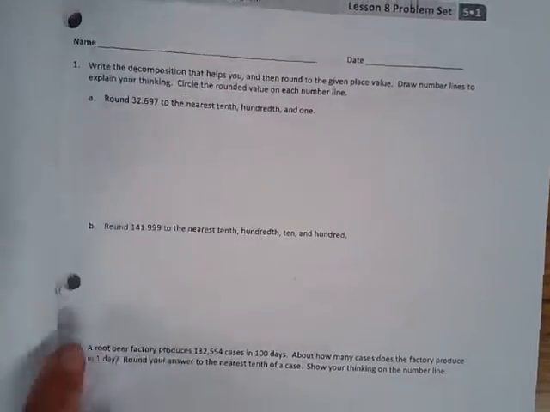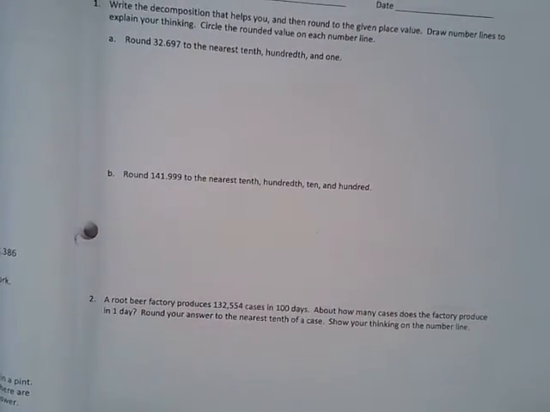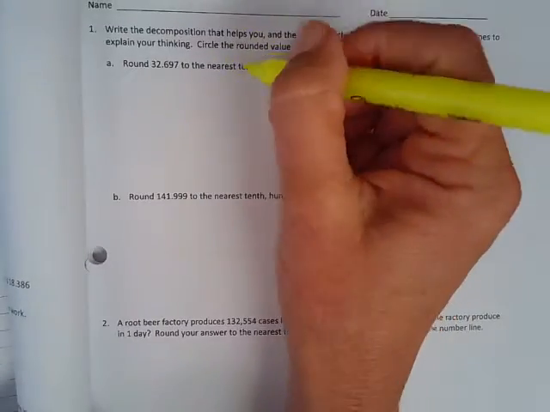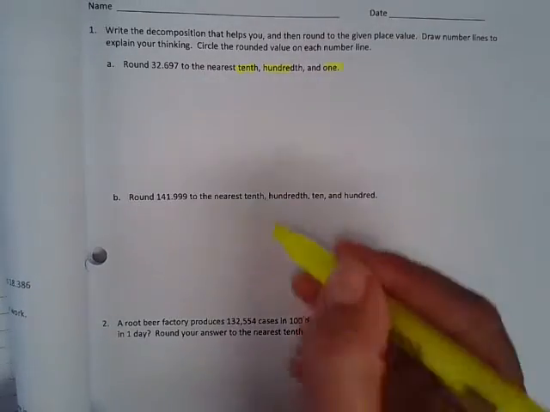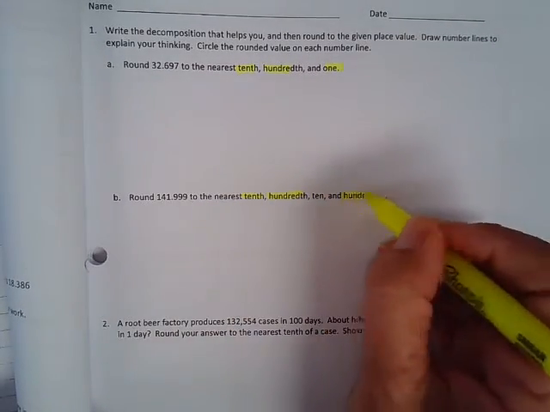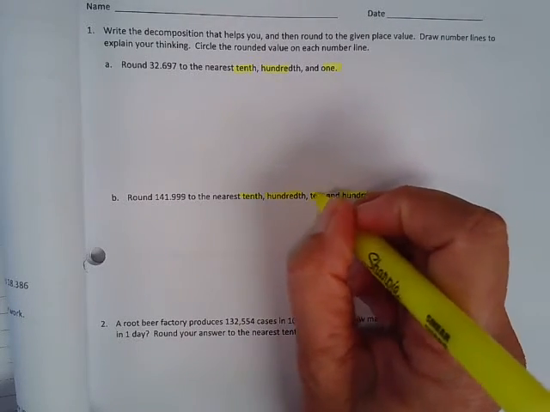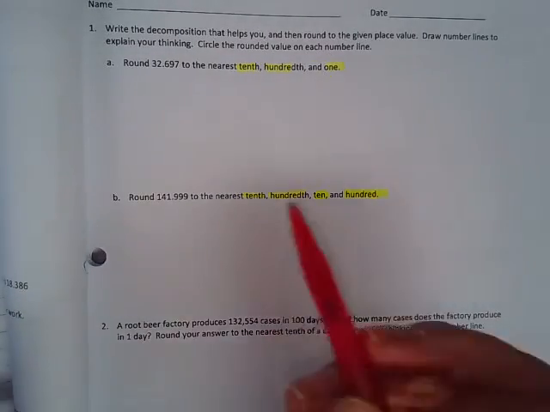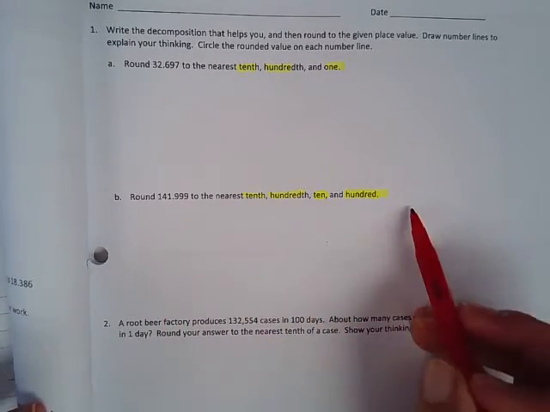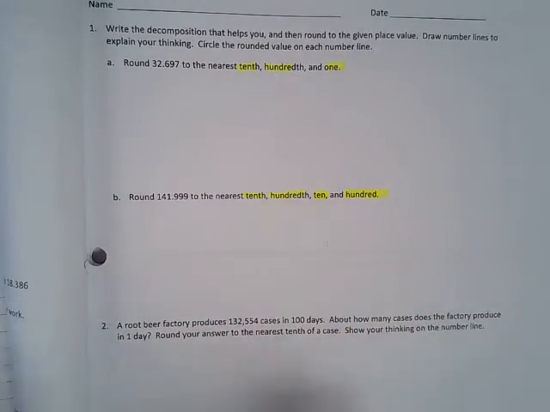So following our steps 1 through 4, you are going to complete A. You are going to complete B. So this one you're rounding to the nearest 10th, 100th, and 1 whole number. Remember, this one you're going to actually have 4 number lines. This one you're going to have 3 number lines.